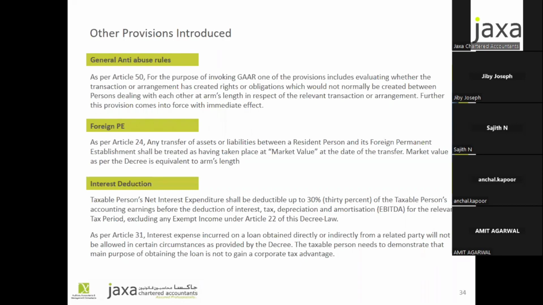Again, this general anti-abuse rule I already explained in the previous session. There also it was clearly mentioned that when you close the previous year financials, the arm's length principle has to be followed.